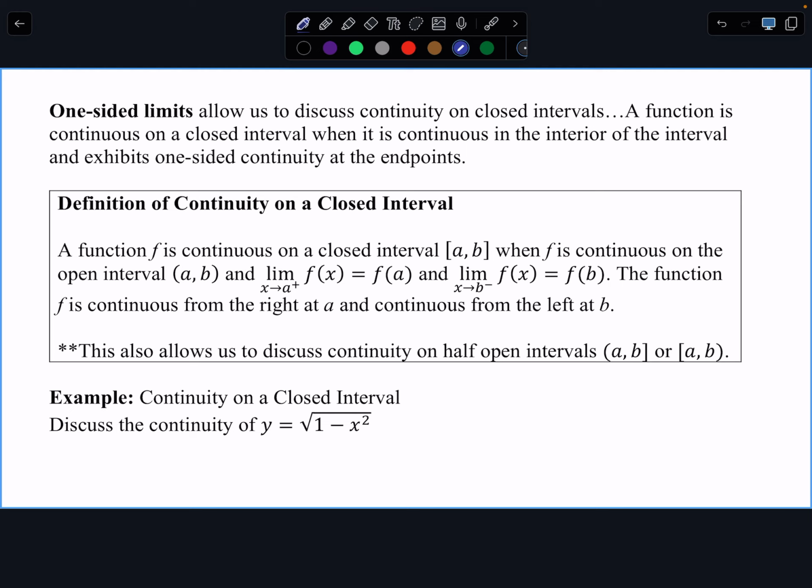Do we follow that? And then same idea, but for the right endpoint of the interval, if the limit as x approaches b from the left matches the function value at the endpoint of the interval, then the function is continuous at that endpoint. And we can think of this as being true for either side of a half open interval.